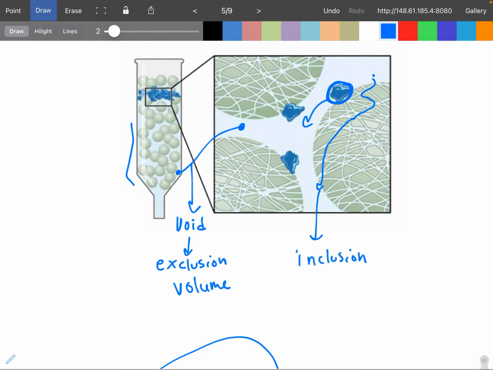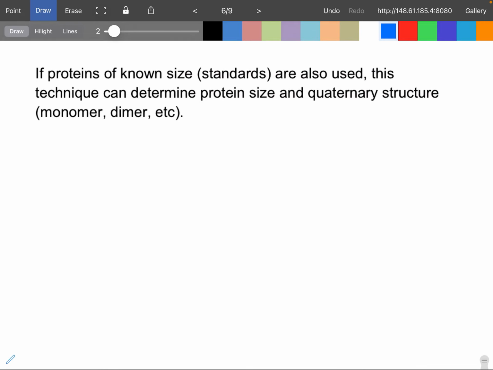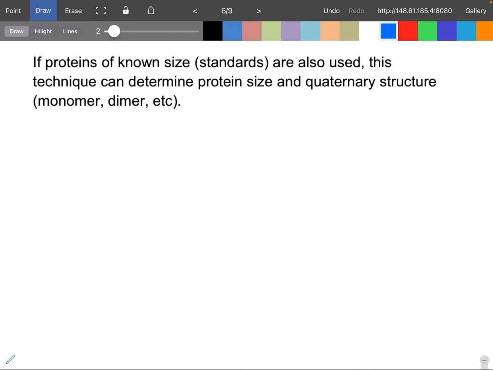Now, in addition to purification, we can use gel filtration or size exclusion chromatography to determine the size of proteins and possibly quaternary structure if we know enough information about the system. So for example, let's look at an elution profile for a gel filtration experiment. So we can look at concentration or amount of protein as a function of, we could say, the volume or time or fraction number, whatever we happen to have.